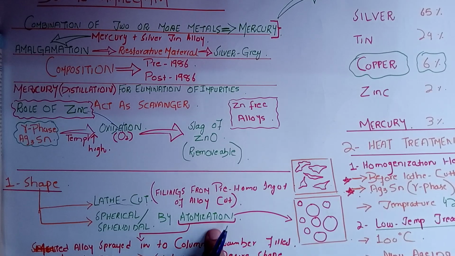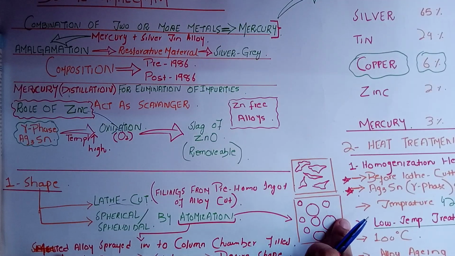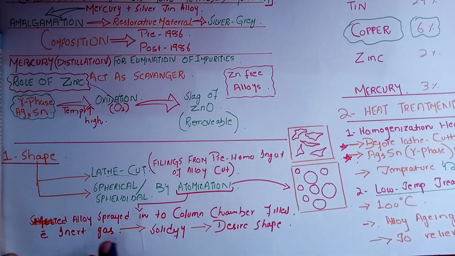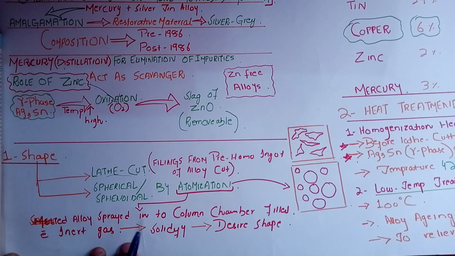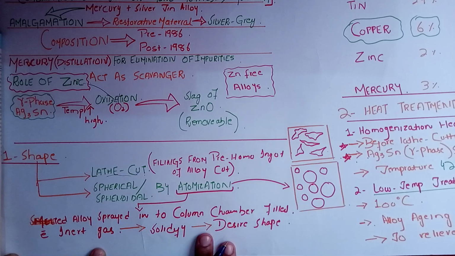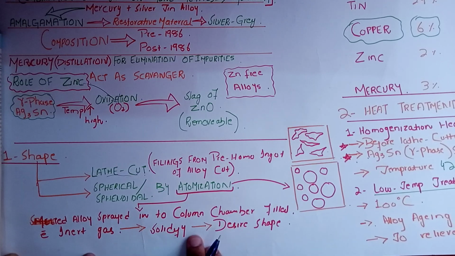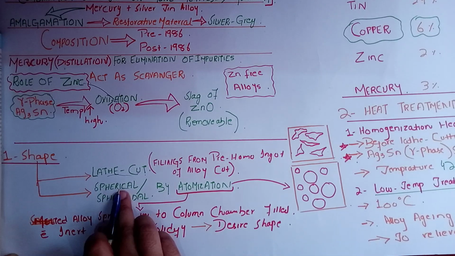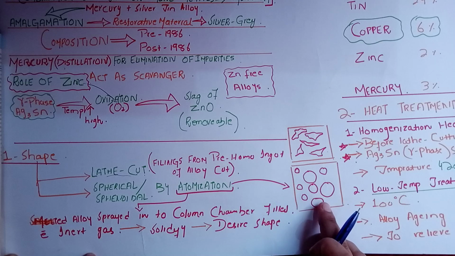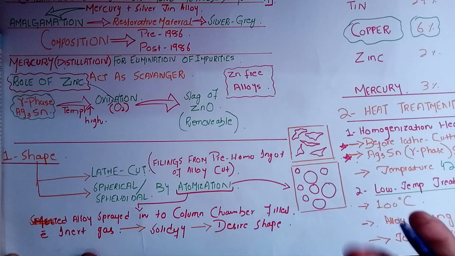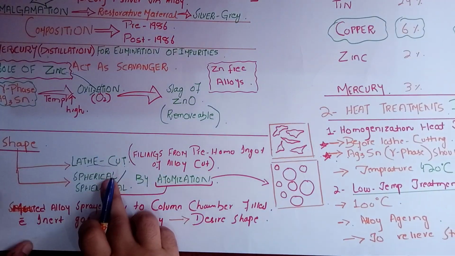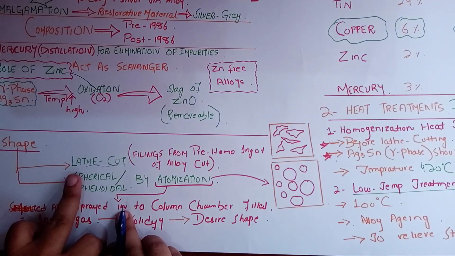The second one is the process of atomization, in which the melted alloy is sprayed into a column chamber which is filled with an inert gas, and when the melted alloy comes into the column chamber, it will solidify. We can obtain two shapes of the alloy by this process, which are spherical or spheroidal, and these spherical shapes we can modify into our desired shapes.